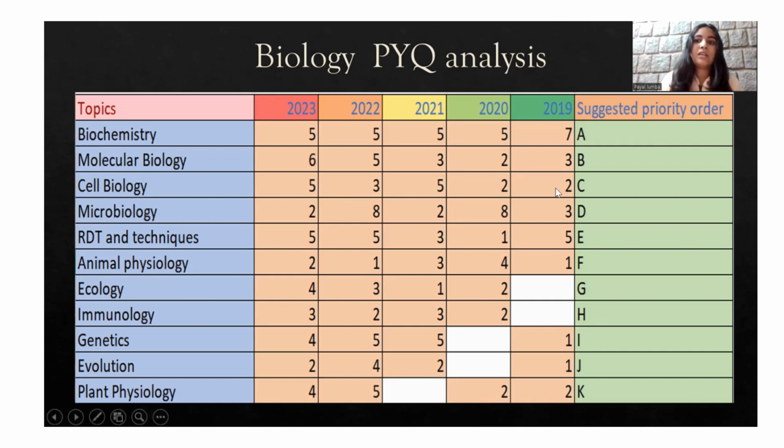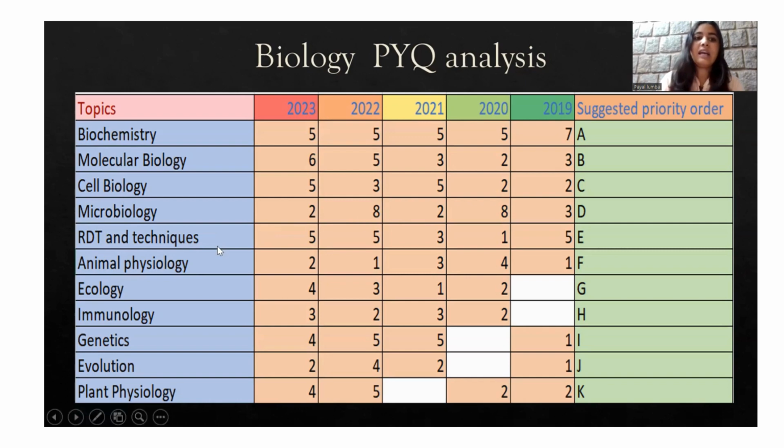And in cell biology, they usually ask questions from the cell cycle, like the G1 phase, which events are happening and all those things. Plus, they usually ask a question from signaling, like G protein signaling and GPCR signaling. In microbiology, there is a continuous trend. They ask questions on viruses or growth rate, doubling time. These topics are more important.